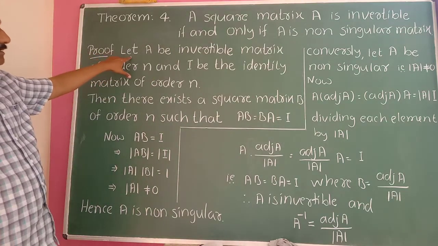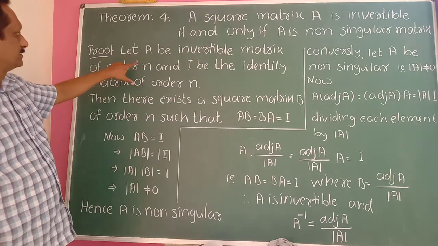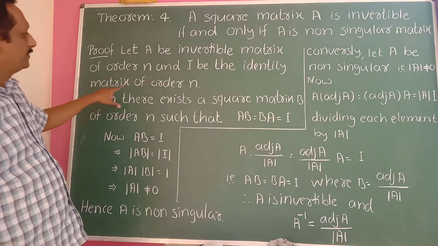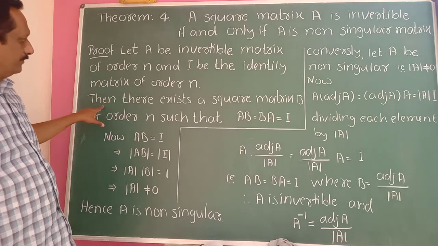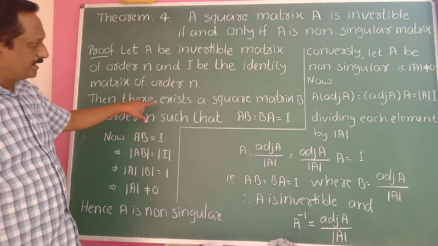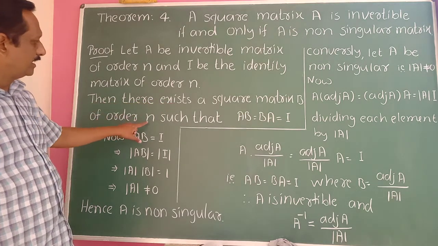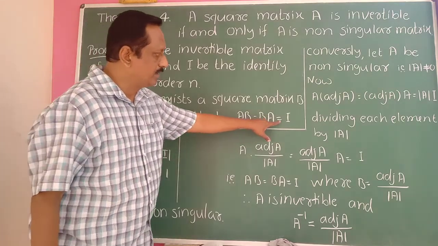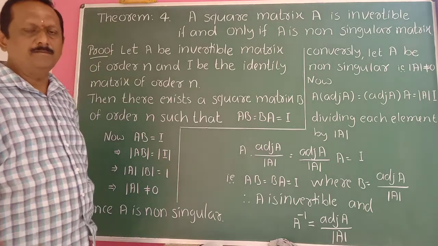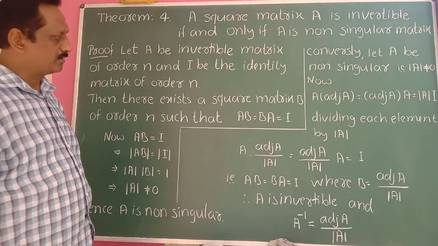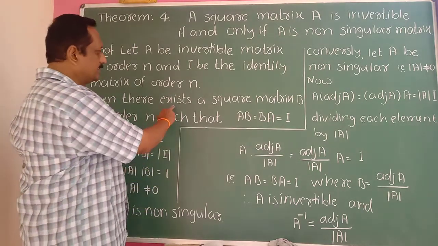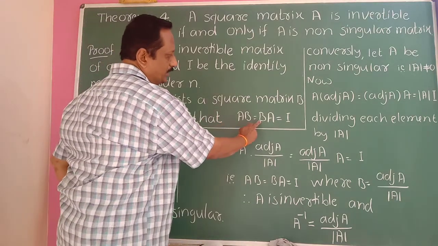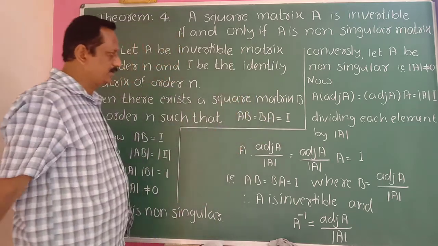Let A be an invertible matrix of order n and I be the identity matrix of order n. Then there exists a square matrix B of order n such that A into B is equal to B into A is equal to I. This is by the definition of an invertible matrix. According to the definition, there exists a matrix B such that AB is equal to BA is equal to I. Remember it.